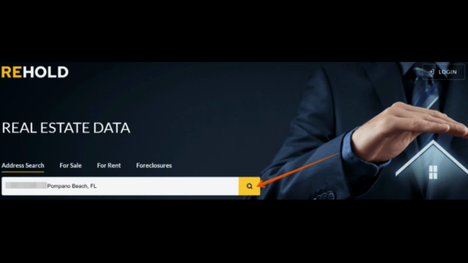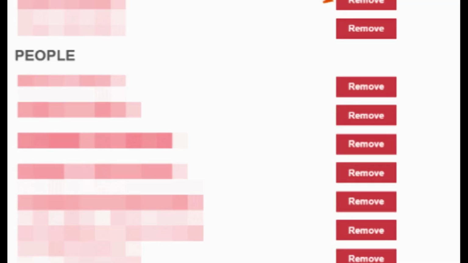Start by visiting their website at rehold.com. Provide your full address, then click the search icon. Check the details to ensure you are looking at the right one. Click Information Control to the right of your listing. Select the data you wish to remove by clicking Remove, then select Apply.